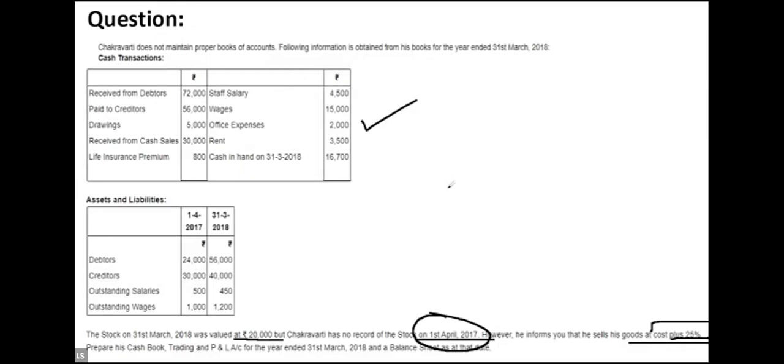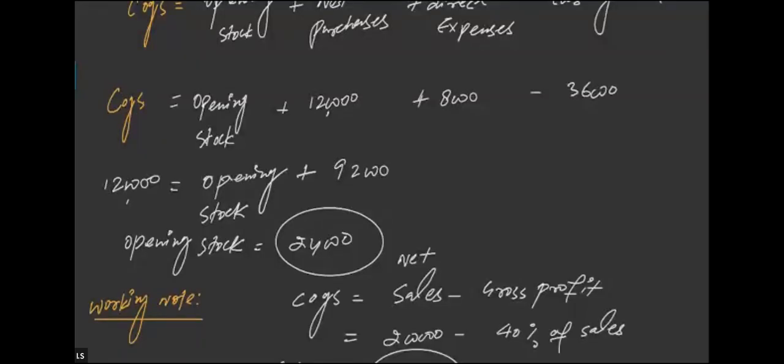Done? Yes, sir. Okay. Now pay attention here. Since there is no information about the capital in the question, there is no information regarding the opening and the closing capital, we will have to prepare two balance sheets, Alexander, like we used to do in the other question of single entry. We will have to prepare the balance sheet for the year 2017 as well as the balance sheet for the year 2018.